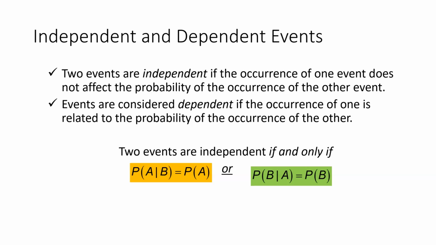When we talk about events that are independent, basically it means that they don't affect each other, and events that are dependent are related to each other. And so if we think about that, we did conditional probability. A given B is still going to be A because it doesn't matter what B is because they're independent. And B given A is just probability of B because it doesn't matter what happens with A. So independent means that it doesn't really matter what happens given the other one.